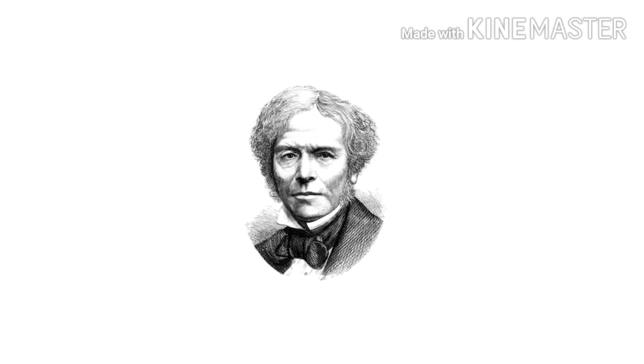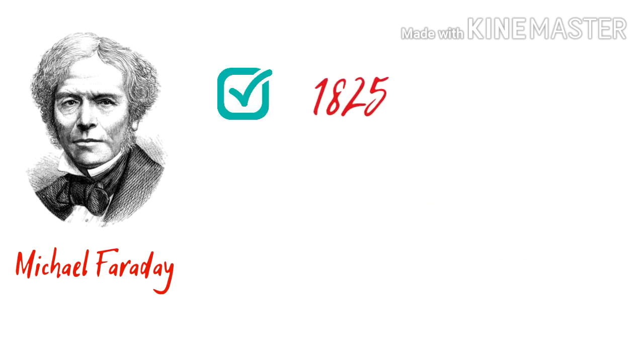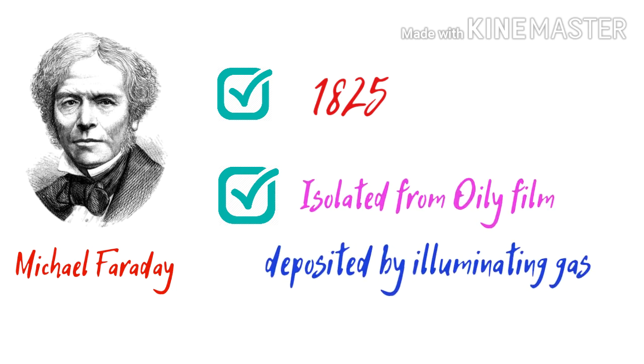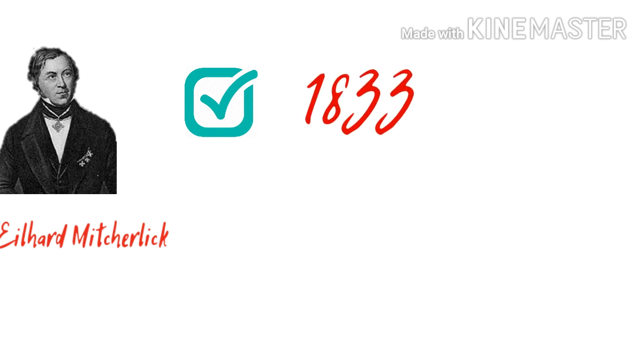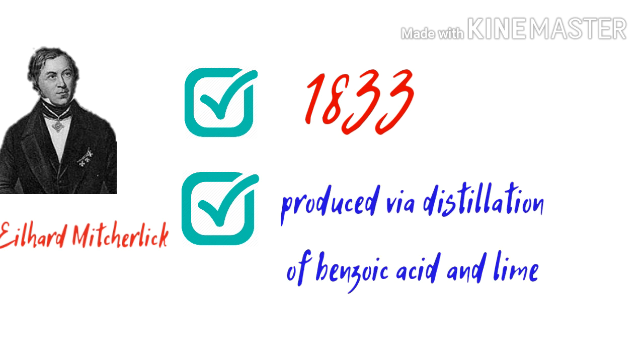First, the history. The three major scientists who contributed to the isolation of benzene. Number one, Michael Faraday, who in 1825 isolated it from the oily film that was being deposited by illuminating gas, and he called it bicarbonate of hydrogen. The second scientist, Eilhard Mitscherlich, who in 1833 produced benzene via distillation of benzoic acid and lime, and he called it benzene.